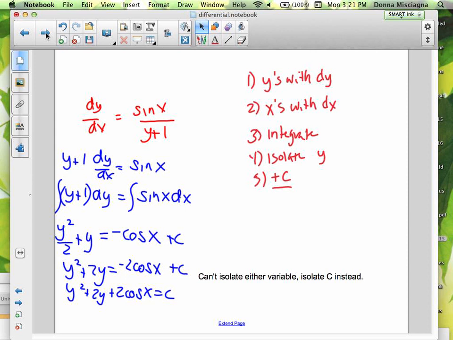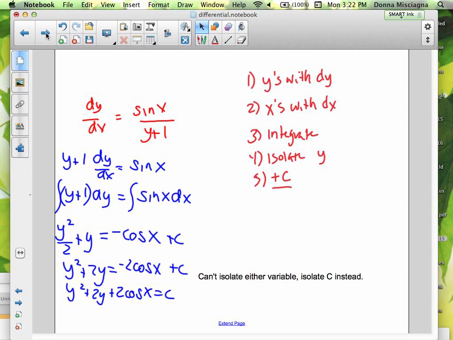All right, so we integrate y plus 1 dy, we get y squared over 2 plus y. If we integrate sine x dx, we get negative cosine x. I put the plus c on one end. I tend to put the plus c with the x. Now, we look at our equation here and we say, okay, let's isolate y or isolate x. We can't isolate y because I've got two of them. So I can't do that. And I can't isolate x because it's trapped with cosine. So if you can't isolate y and you can't isolate x, isolate c instead. Right? But if you can't isolate either one of them, isolate the c instead.